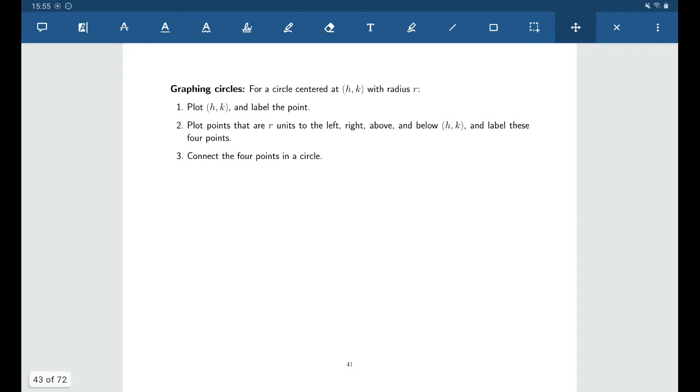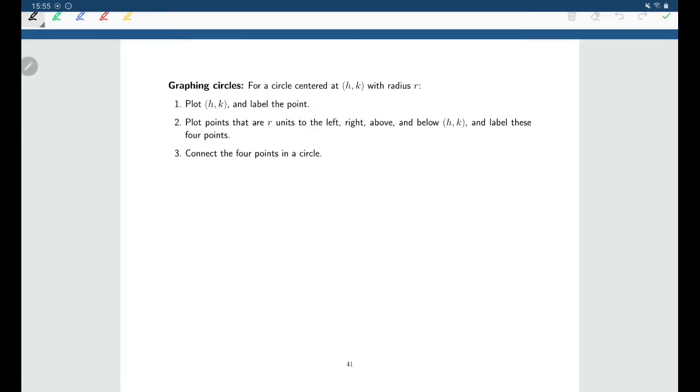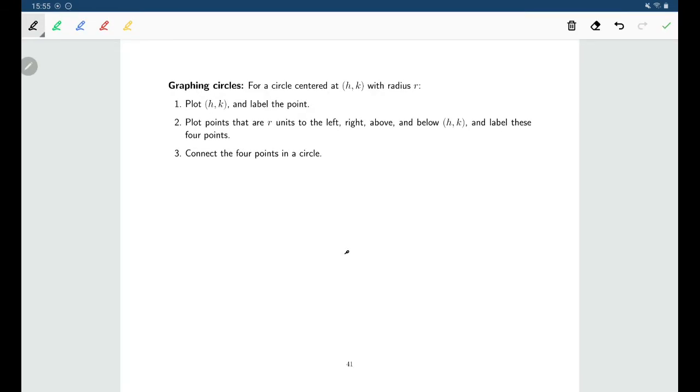Now for graphing circles, if we have them in standard form, it's easy enough to graph because basically all we need to do is plot our center point, making sure it's labeled, and then you know the radius if it's written in standard form. So you would go r units up from the center, down from the center, to the right from the center, and to the left from the center, to get 4 points that are on the outside of your circle.